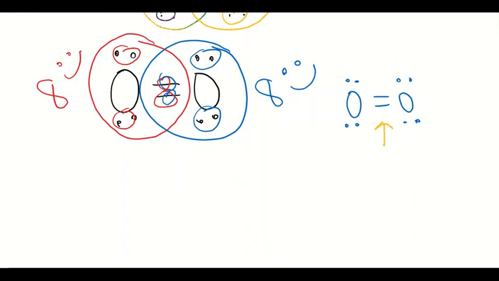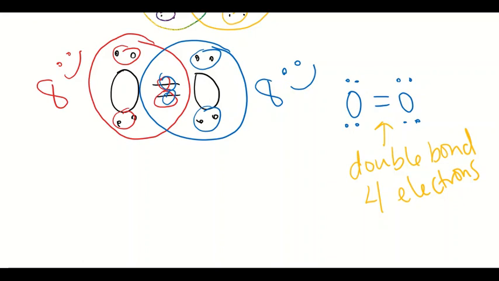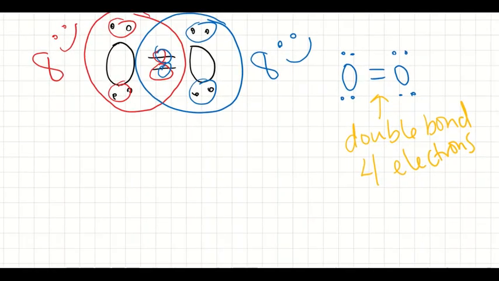And this right here is called a double bond, which has 4 electrons. That means those oxygens are sharing those 4 electrons. The lone pairs belong to each oxygen, but that double bond, those 4 electrons, are being shared. Okay, so that's oxygen, and that's how we do a double bond.